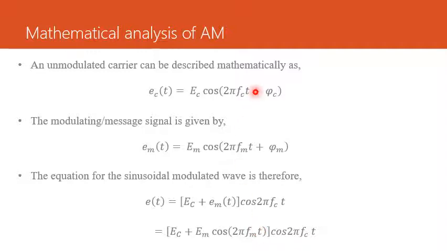In both signals we have the terms phi c and phi m. Both signals are independent with respect to time, so these phases are also independent of each other. For ease of analysis, we can make these two terms, phi c and phi m, equal to 0. That is why in this expression we neglected these two terms.